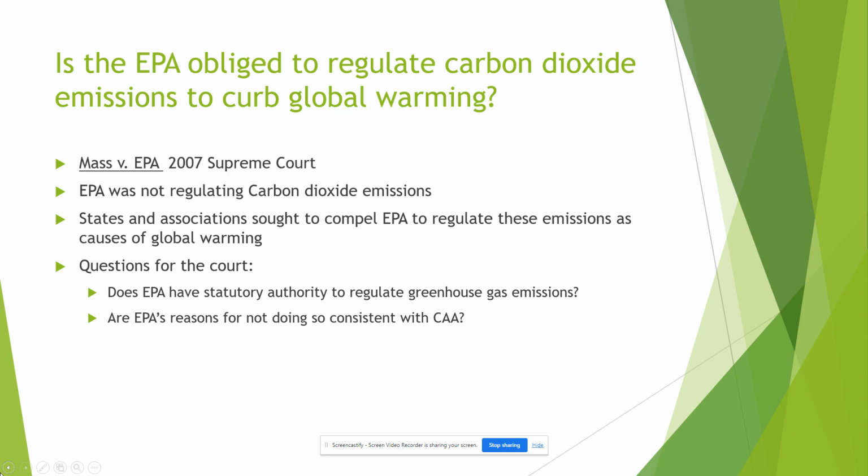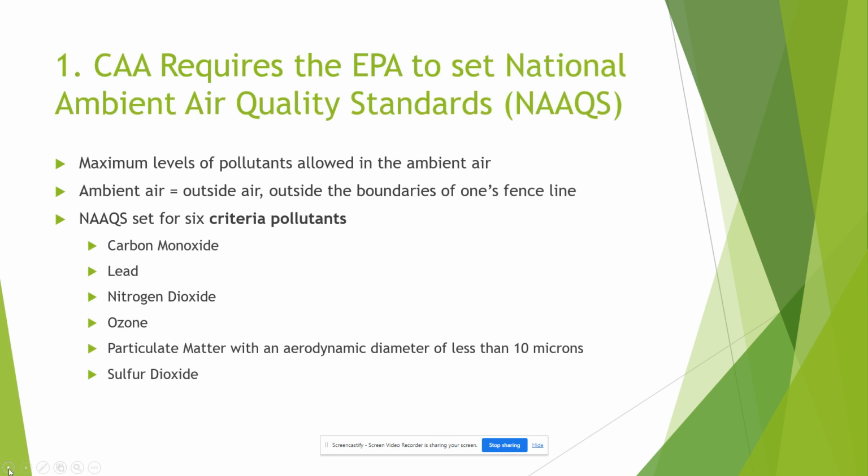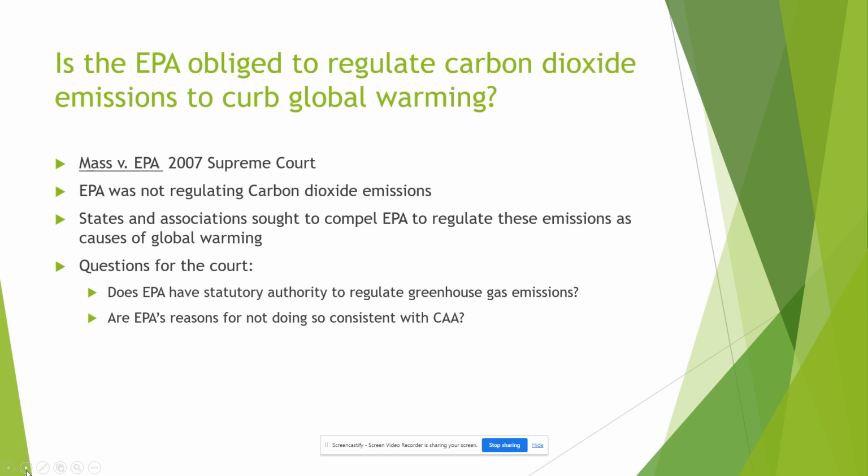So remember, okay, so let me hit back. Okay, so we have six criteria pollutants: carbon monoxide, lead, nitrogen dioxide, ozone, particulate matter, sulfur dioxide. Those are the pollutants for which, under the Clean Air Act, the EPA is obligated to set these standards. The Clean Air Act doesn't specifically say that the EPA is obliged to regulate CO2, right? These greenhouse gases.